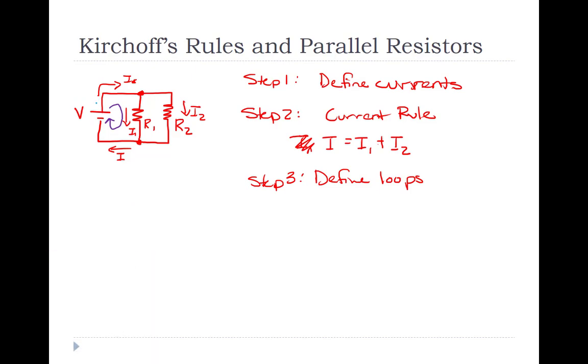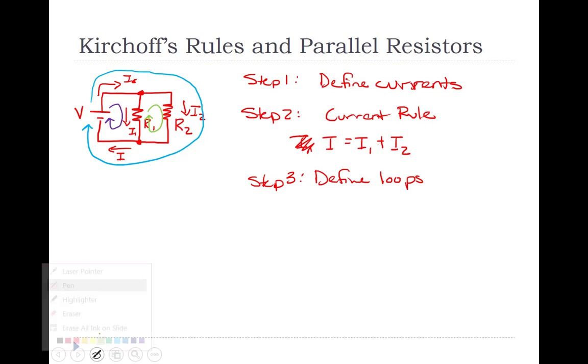Loop 2 starts at the battery, goes through R2, so it goes all the way around the outside edge and comes back to the battery. And the last loop runs over here, so through R1 and R2 and back around. Okay, so that's step 3. On to step 4.